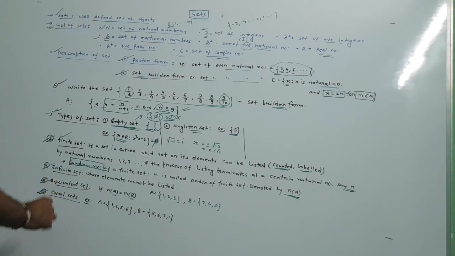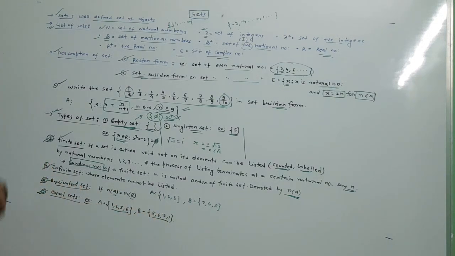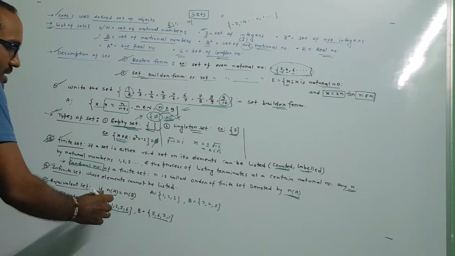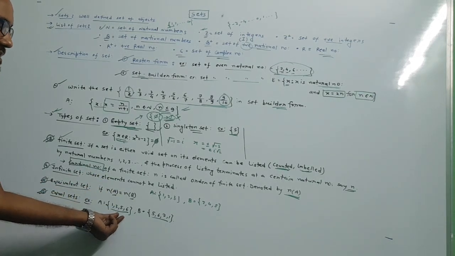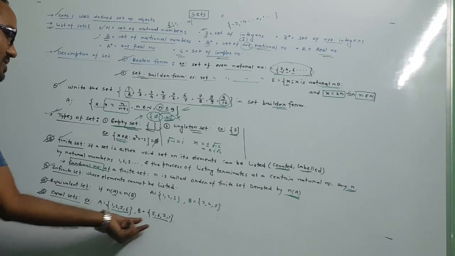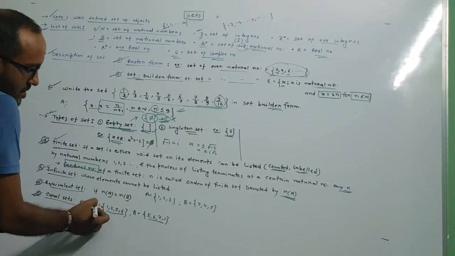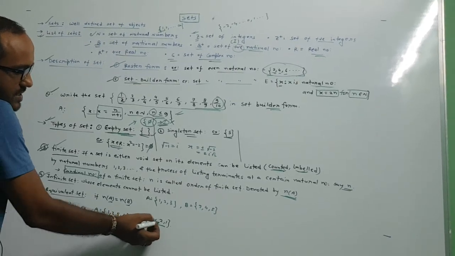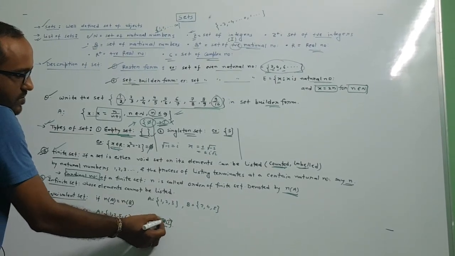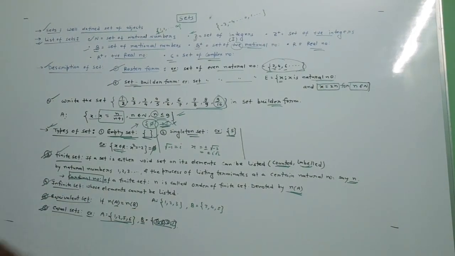Now equal sets. What are equal sets? The number of elements should be the same in the two sets, and obviously the order should be the same, because if you have 3 elements here and 4 elements there, there is no chance that every element is the same. So if you have one set A as 1, 2, 5, 6 and set B has the same elements 1, 2, 5, 6, that's why these two sets are equal sets.